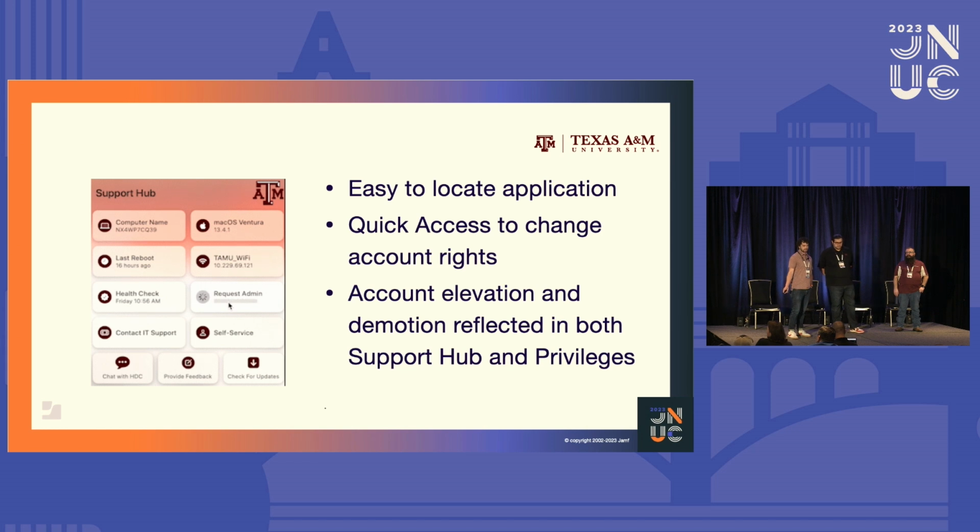It's an easily identifiable location for anyone to find. It's quick access and timed intervals, so every 15 minutes, if they need it or don't need it, it just drops off or comes back. And then the demotion and elevation are reflected inside the support hub, but also inside the privileges app. So no matter which one they use, you can see what level they're at.